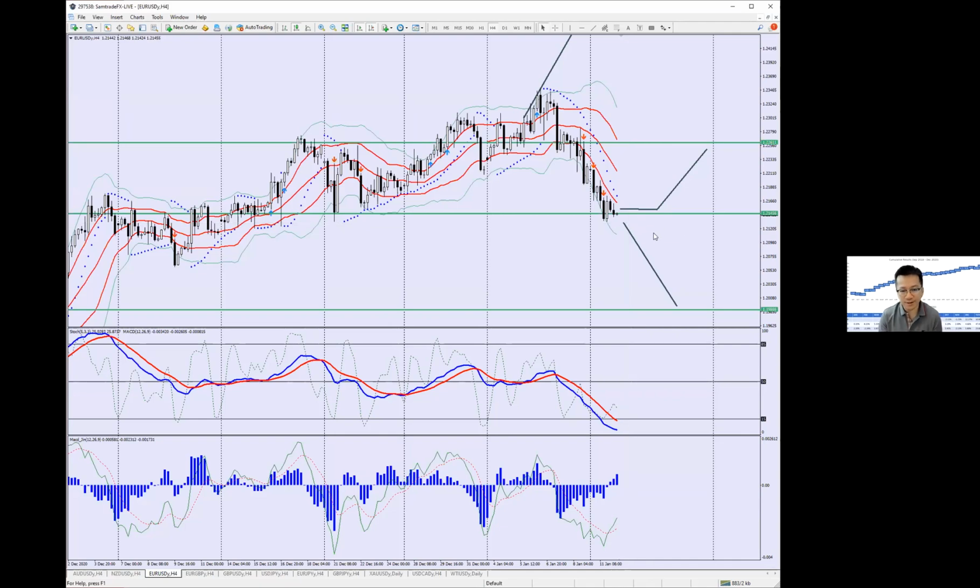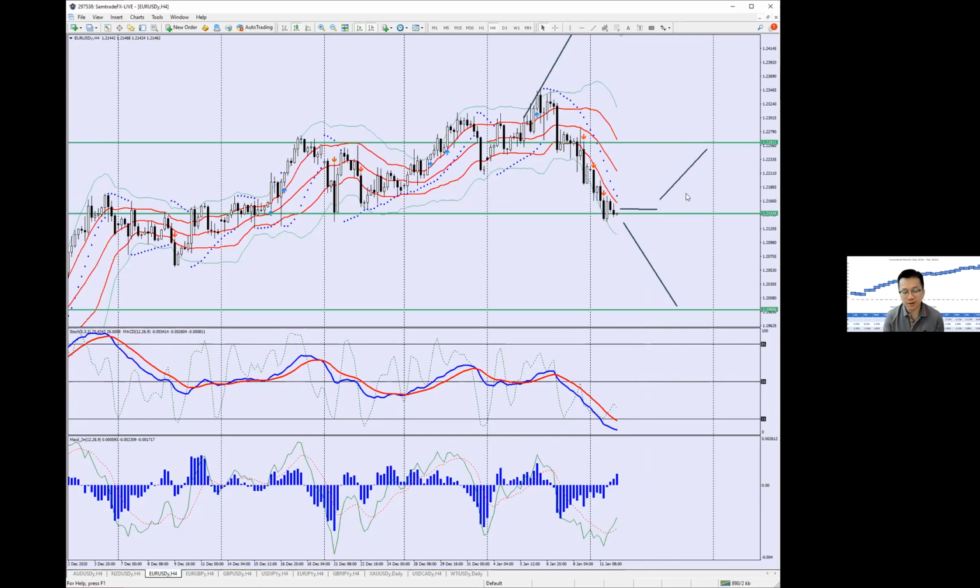However, if it doesn't break that support level, if it doesn't break this 1.2145 level, it tests and it bounces up, then you could be looking at above 1.21, let's be a bit safer, 1.2170. Above 1.2170, you could be looking at a 40 pip stop loss for an 80 pip take profit. Again, 1:2. So either way, you do have a possible trade in either direction.